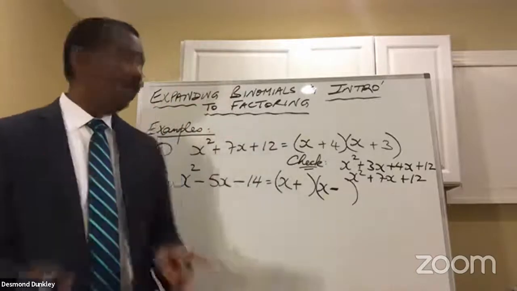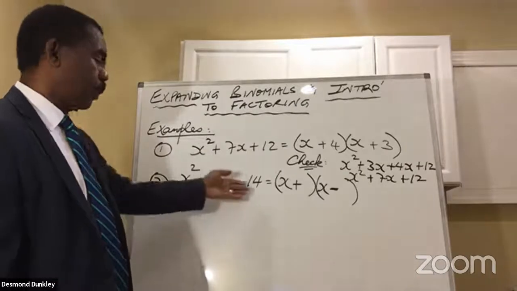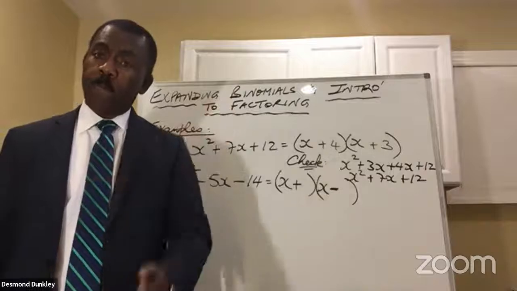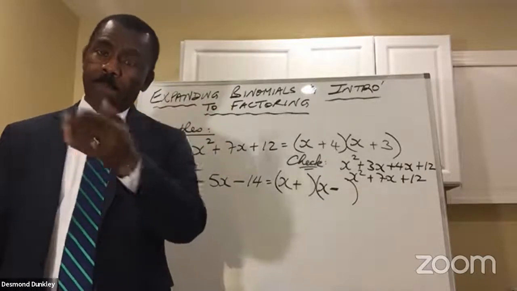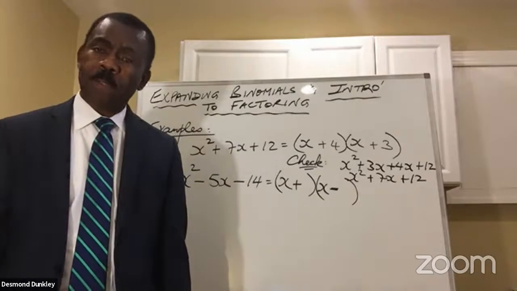Now, when you add them, you get a negative number, negative 5. So what two numbers multiply to give you 14? We know 14 and 1, and 7 and 2. Those are the only two sets that would work.